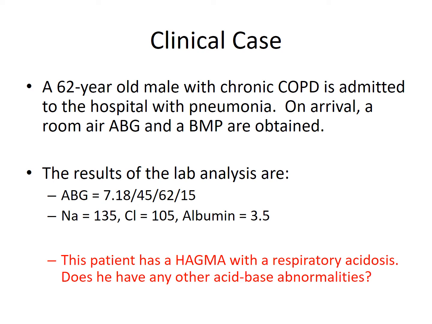In this example, our last of the examples for the day, the calculated anion gap is 17.5 when hypoalbuminemia is considered. Using the gap ratio formula, the gap ratio is less than 1, and the patient therefore appears to have an additional NAGMA. All told, in our clinical example of this patient with pneumonia in the setting of chronic COPD, he has a HAGMA with a NAGMA and a respiratory acidosis.